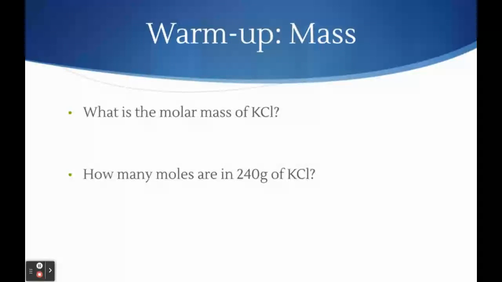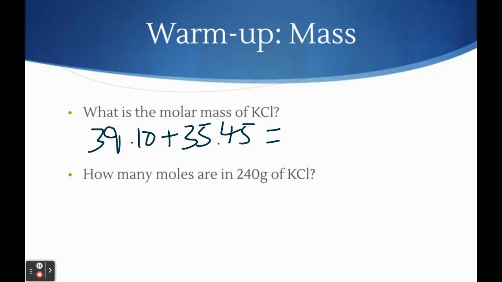All right, so the first problem is what is the molar mass of KCl? To find the molar mass, you need to add the two masses from the periodic table. So the mass of potassium is 39.10 and the mass of chlorine is 35.45. So you get a molar mass of 74.54 grams per mole. And remember, the units are important. You need to make sure you include your units.